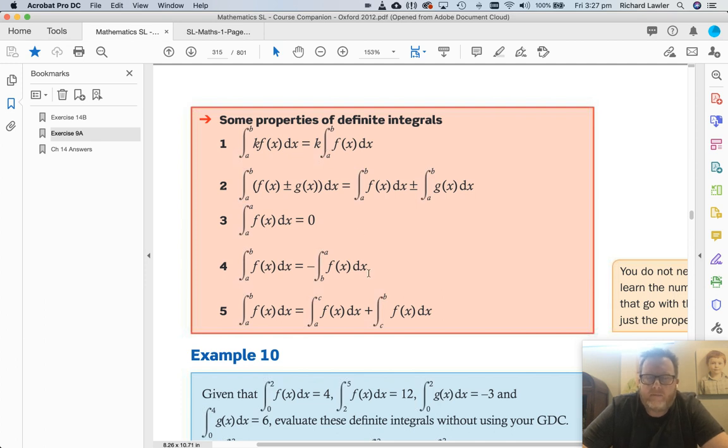It's absolutely important that you are aware of these properties, because it will allow you to simplify integral equations and solve them. And that's what I'll do in the next video.